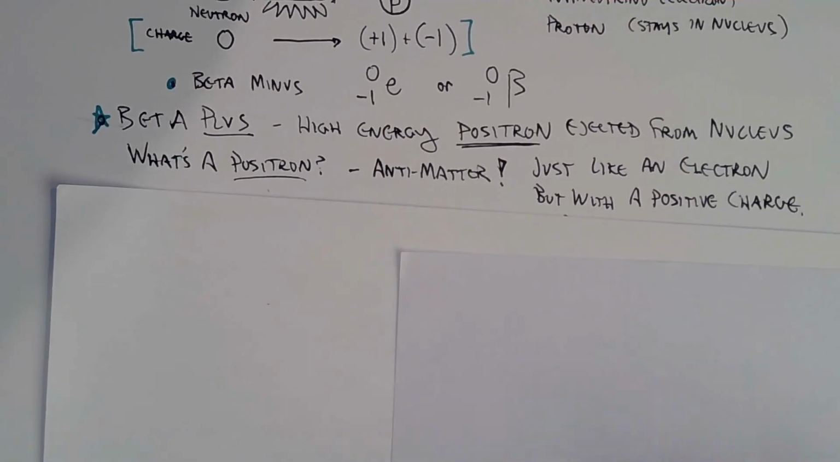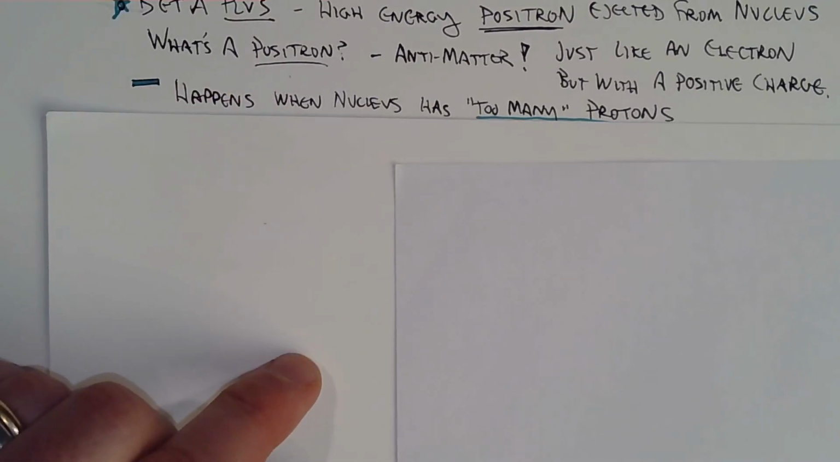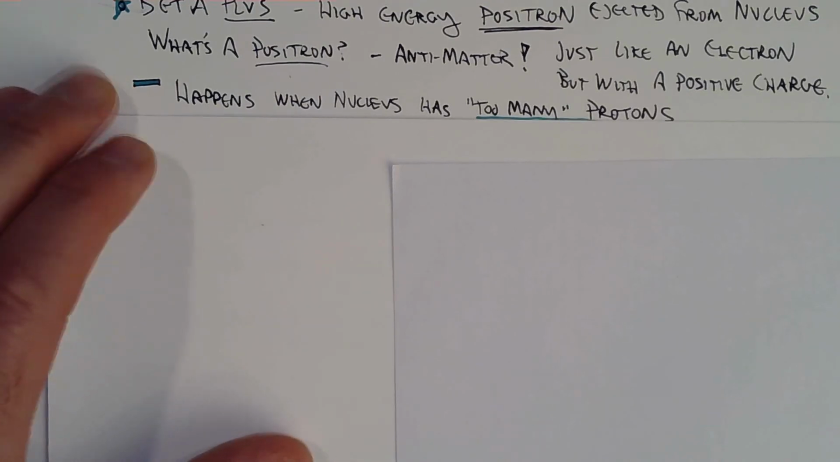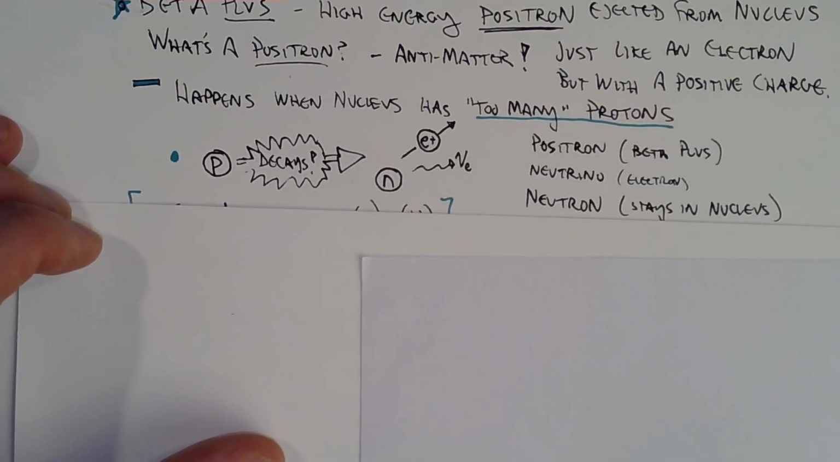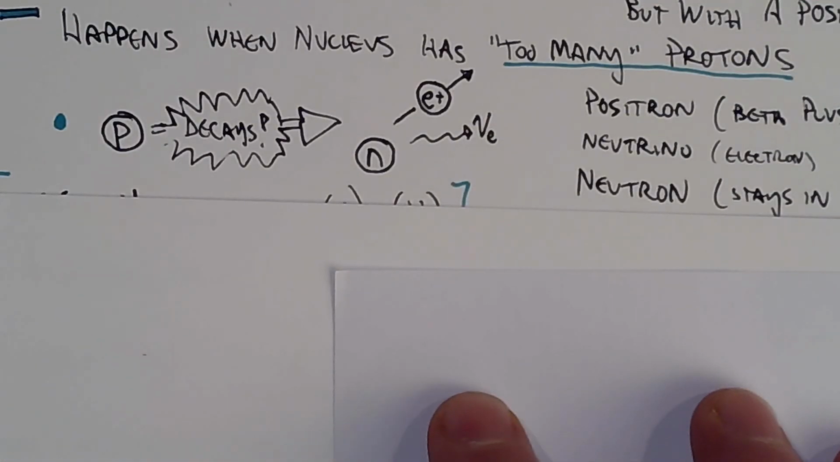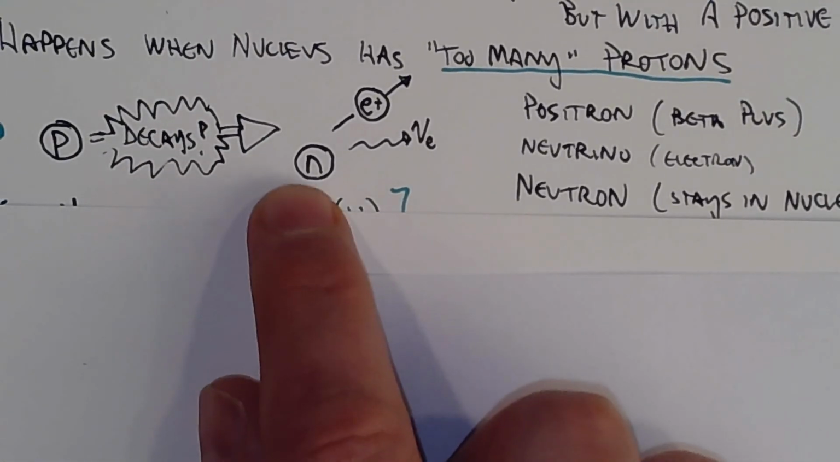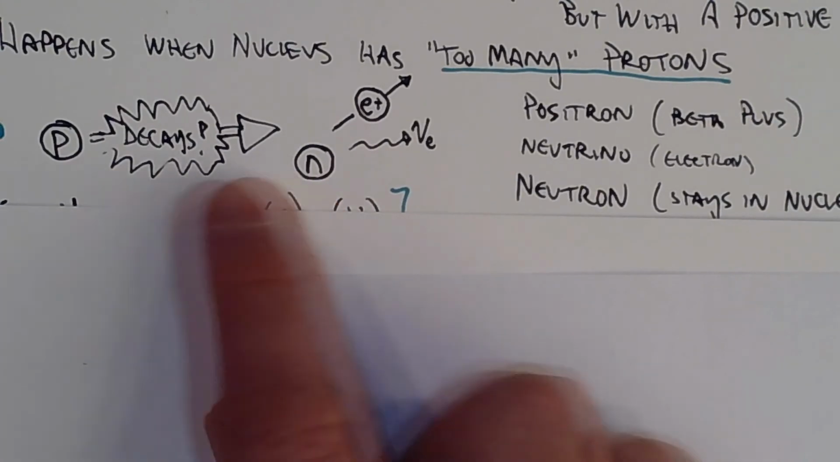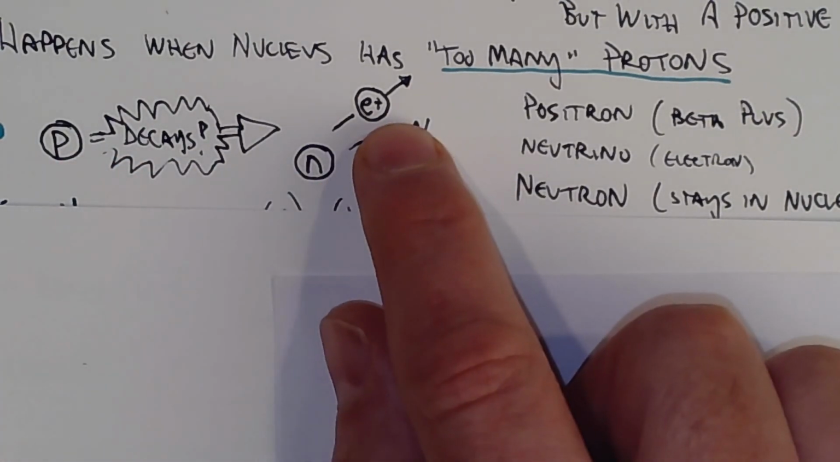It's pretty cool stuff. And so just like the beta minus happens when there's too many neutrons, beta plus happens when there's too many protons. And the situation is very similar to the other one. We have a proton that decays via the beta decay process, and it basically gives up its positive charge. So the proton flips over to become a neutron. The positive charge zings out.